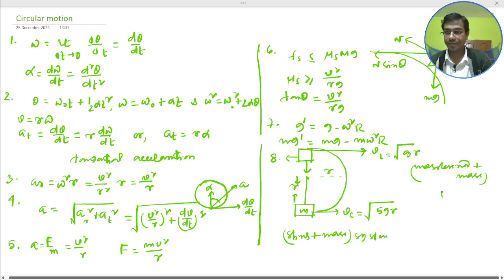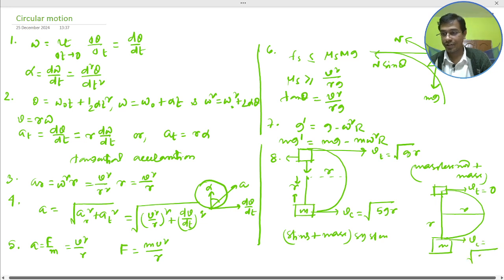For this system, this one, this is radius r here, mass of m, and another this one. So here V top is 0 and the VC will be root 4GR.